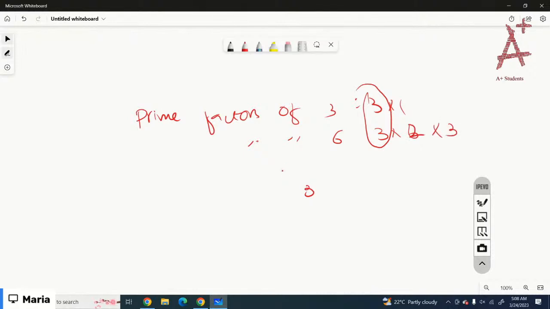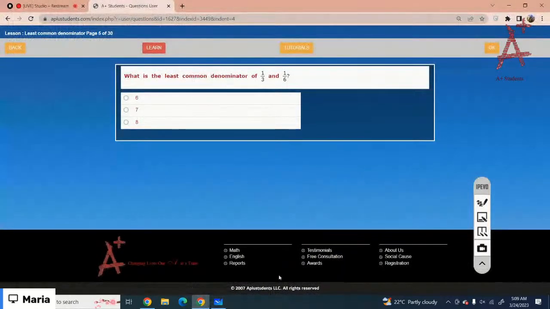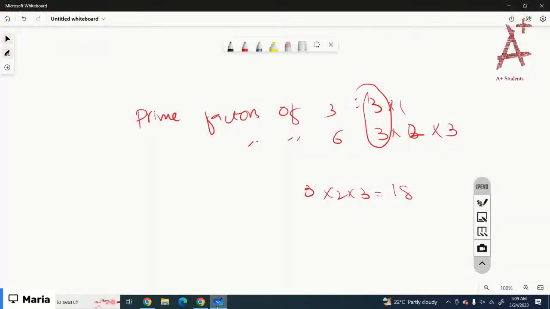Got it? And it will be then 2 times 3. 3 times 3 is 9 and 9 times 2 is 18. That means the least common denominator for 3 and 6 is 18. Got it? So the correct option is 3 and 6.